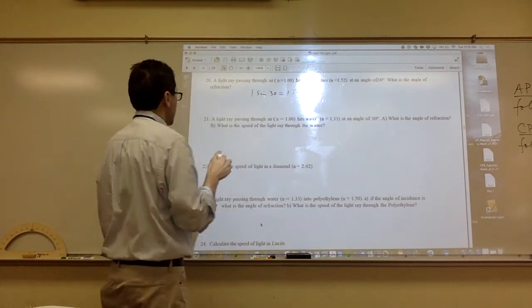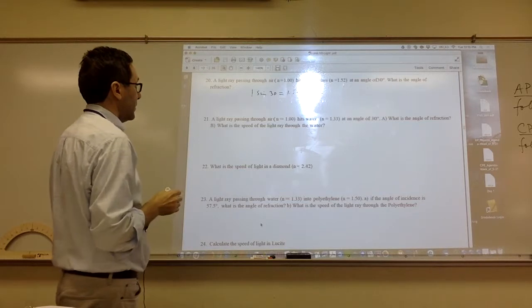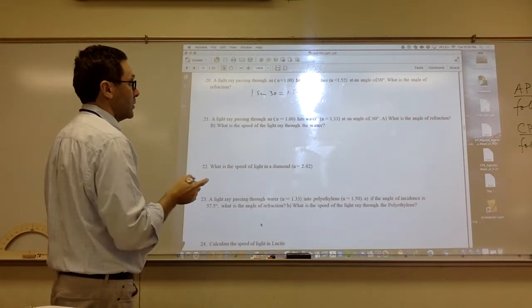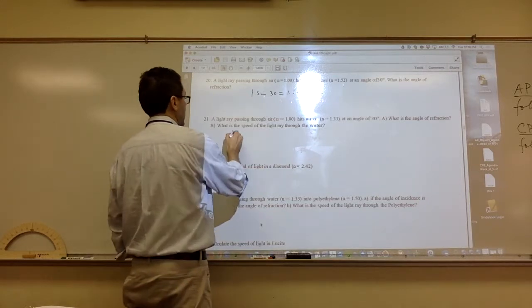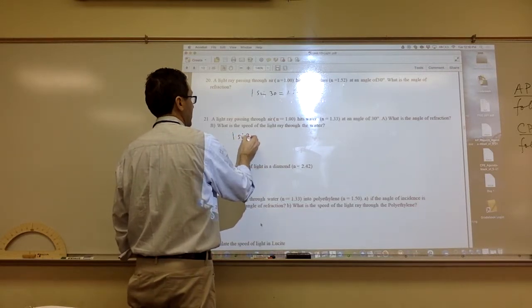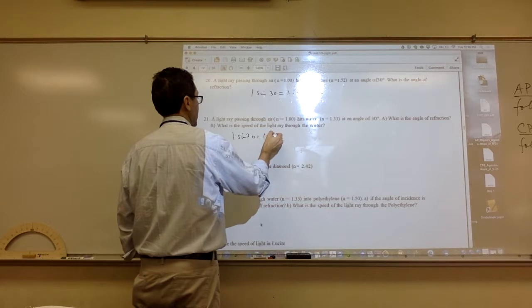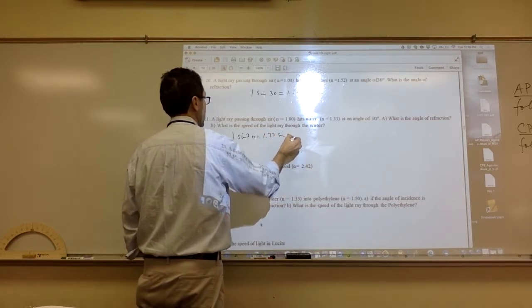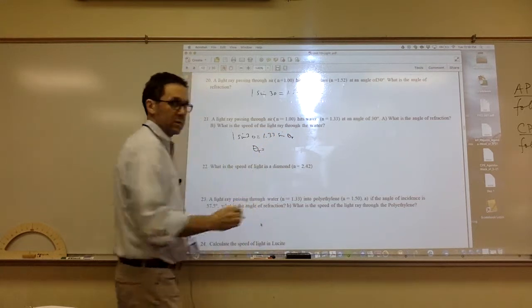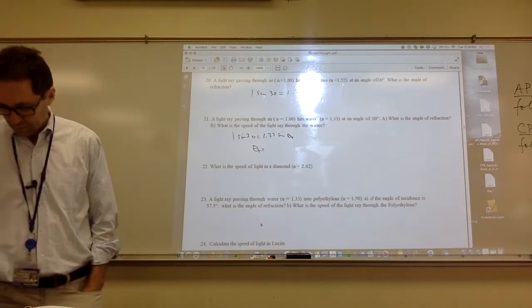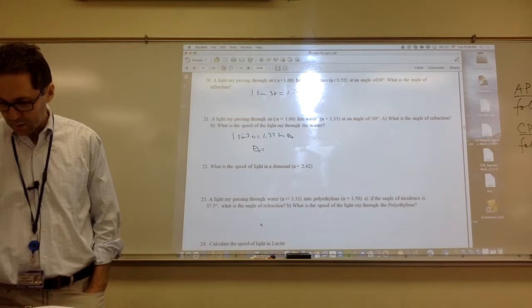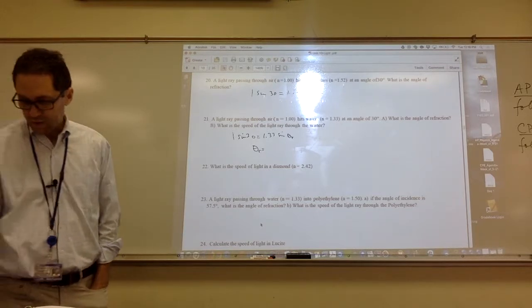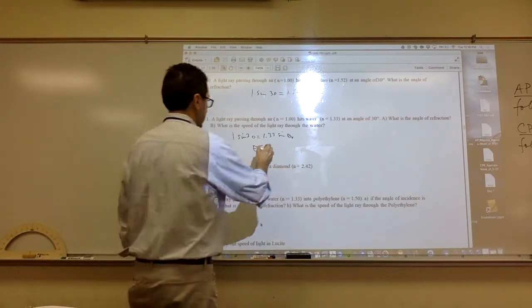Number 21, a light ray passing through air hits water. So going from air to water at an angle of 30. What is the angle of refraction? So 1 sine of 30 equals 1.33 sine of theta r. So theta r equals, the best one I have here is 22 degrees.